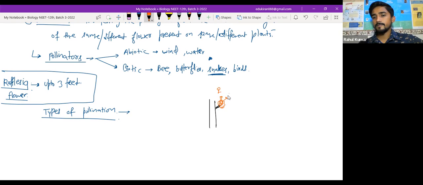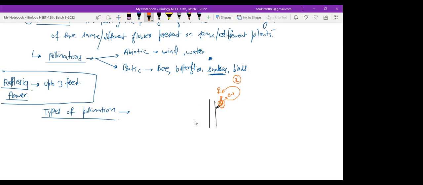Is it clear? That's why it's a bisexual flower. So one scenario could be scenario 1, where the same anther from the same flower can fertilize the stigma of the same flower, right? Yes, sir.